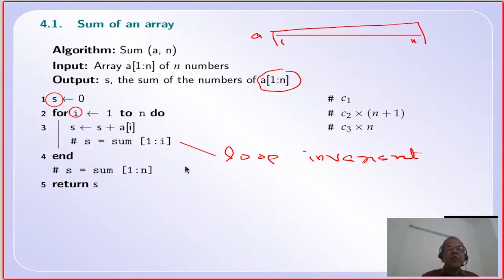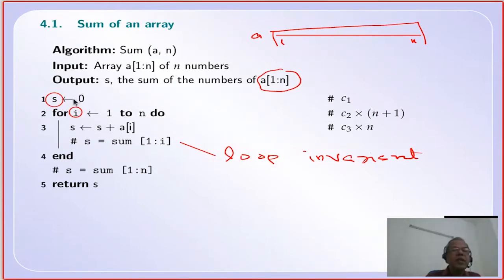But in this class, my primary focus is not on the correctness of the algorithm, but on analyzing the running time. How many times? This is the basic instruction, assignment: S becomes S plus A at I. Let it take the constant time C3. How many times is this assignment executed? N times. What is analyzing the running time? Count the total number of times a basic instruction is executed. So the total for this assignment is C3 times N.